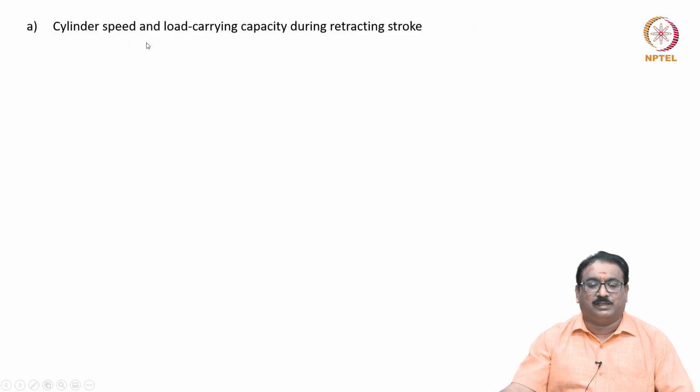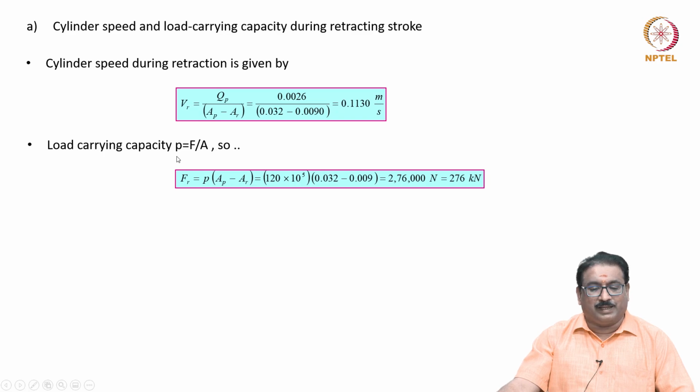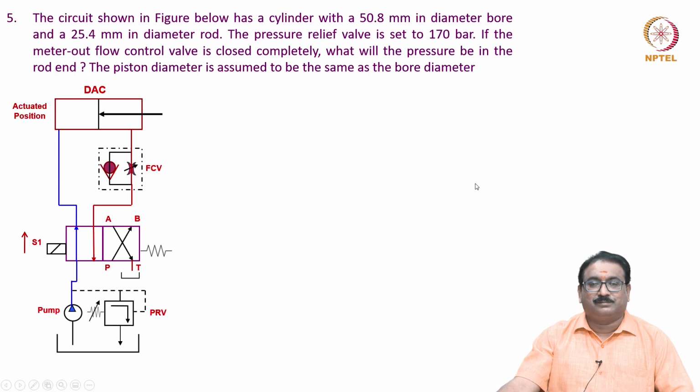Similarly, we have to calculate the cylinder speed and load carrying capacity during the retracting stroke, correct. Cylinder speed during the retracting stroke, VR equals QP by AP minus AR, correct. You will substitute all the values, I will get 0.1130 meter per second. Similarly, load carrying capacity P equals F by A, correct. The load carrying capacity F equals P into A. That is why I am doing P into AP minus AR. Substituting all the values, afterward I am getting 276 kilonewton. Correct?